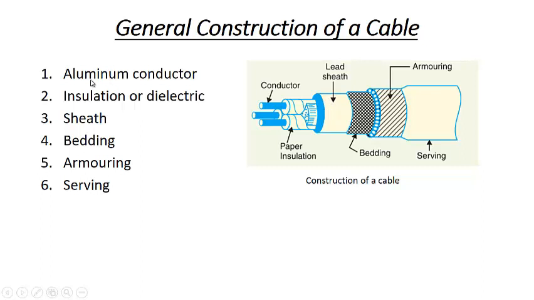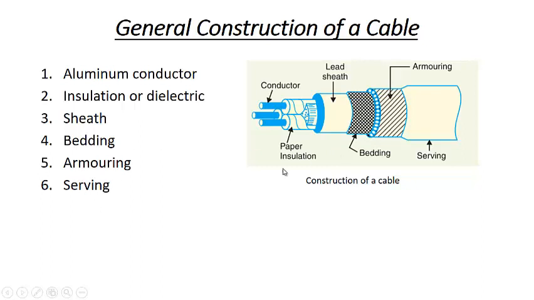And electrically, we are always interested in these three parts: conductor, insulation, and sheath. The sheath is at ground potential, the conductor is at the actual potential, and this is the dielectric. The remaining parts are for mechanical support. That is the bedding, made of steel, and this is the armoring.